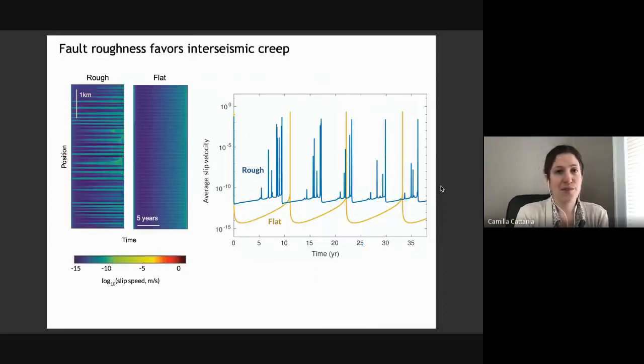So we also want to compare the behavior of the seismic cycles in a rough fault to a planar case. Here you can see in blue, we're looking at the average slip velocity on a rough fault. It's basically very similar to what we saw before with the maximum slip velocity, and it's compared to a flat fault. The main difference is that the interseismic slip velocities are much higher on a rough fault than they are on a planar fault. You can see it's a difference of a few orders of magnitude.